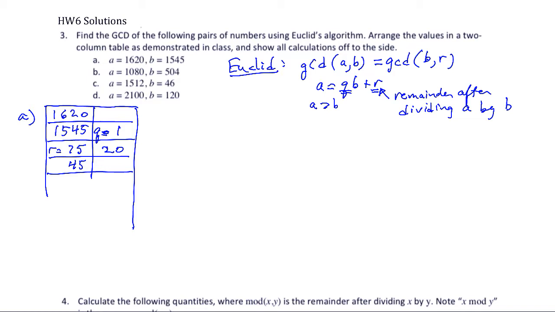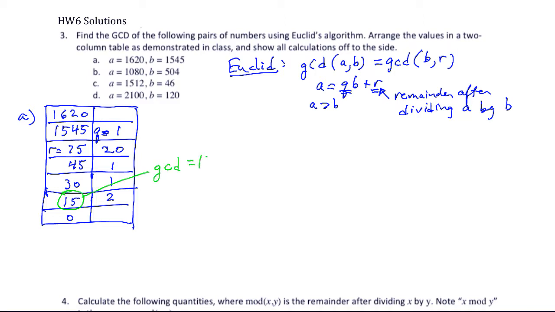45 goes into 75 once with a remainder of 30. 30 goes into 45 once with a remainder of 15, and finally 15 goes into 30 twice with the remainder of 0. And the rule here is that as soon as you get the 0, you know that the number above it is the GCD. So the GCD is 15. Okay?